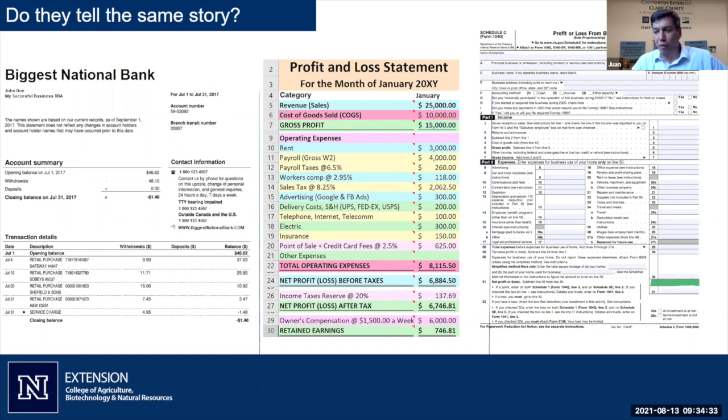But you know, you see small businesses all the time, every day. Do you think the financial statements sometimes tell a different story than what the owners are saying?